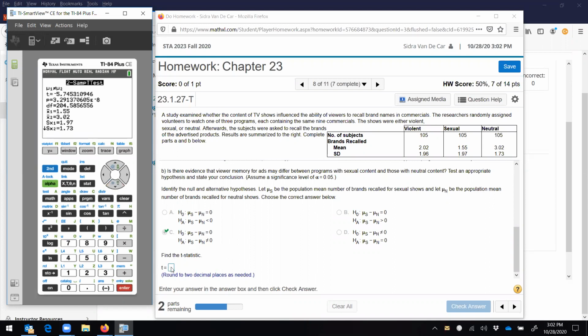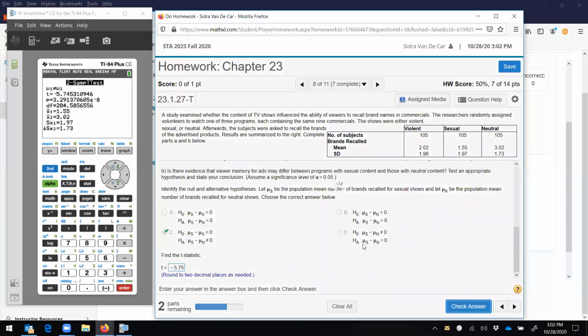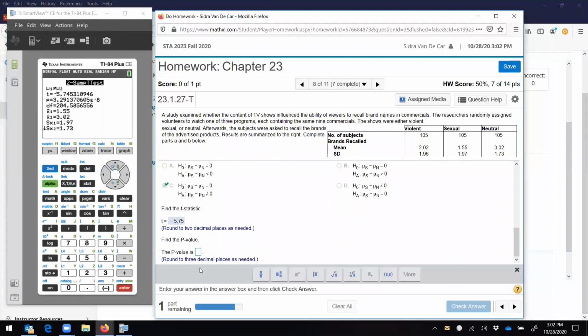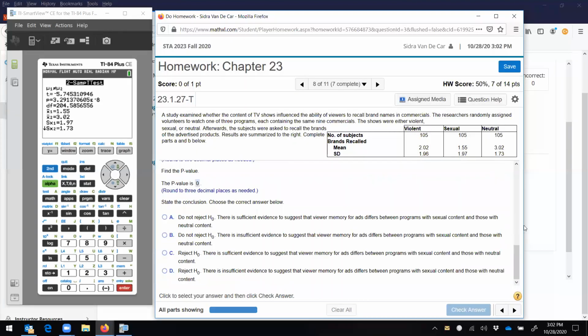So our t is negative 5.775. And our p-value is, okay, again, scientific notation. So since we're rounding 3 decimals, we would round that to 0 because I'm moving 8 decimal places. I don't like putting a 0 there, by the way. I said that before. State the conclusion. We would reject the null hypothesis.